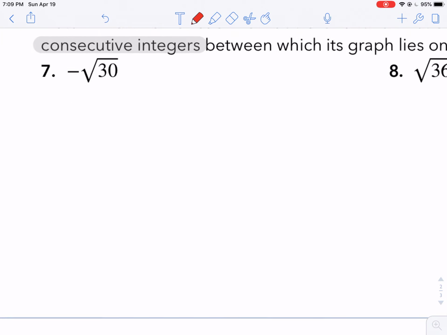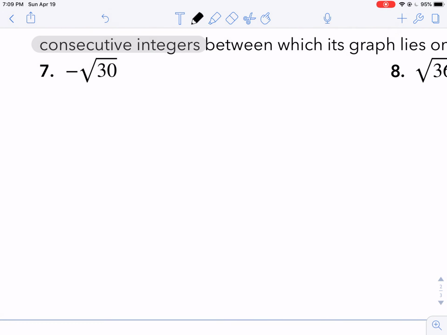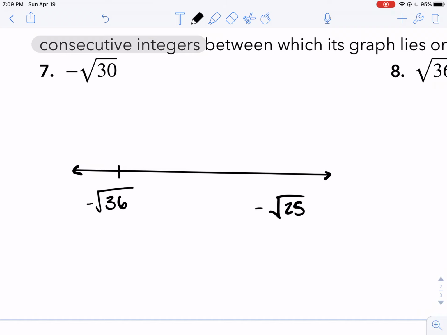So, the negative square root of 30. Well, 30 is not a perfect square. What are some perfect squares around 30? We've got the negative square root of 36, and then the next one is 25. So the negative square root of 25. If we want to have the negative square root of 30, that's going to be between the negative square roots of 36 and of 25.